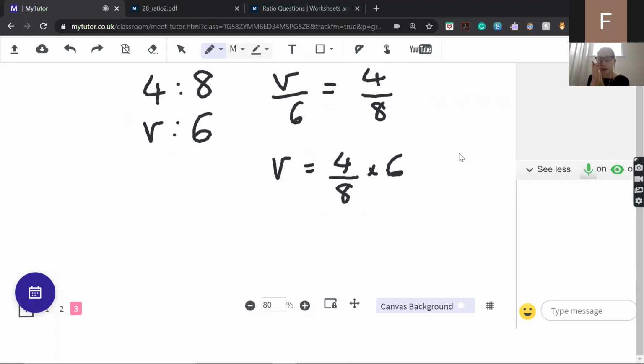And then we can work this out in several ways. I would personally simplify this fraction first, maybe. 1 over 2 times 6, so half times 6, that's 3. And bish bash bosh, you've got the same answer. Okay, cool, yeah, people are saying that that's quite simple, which is good.